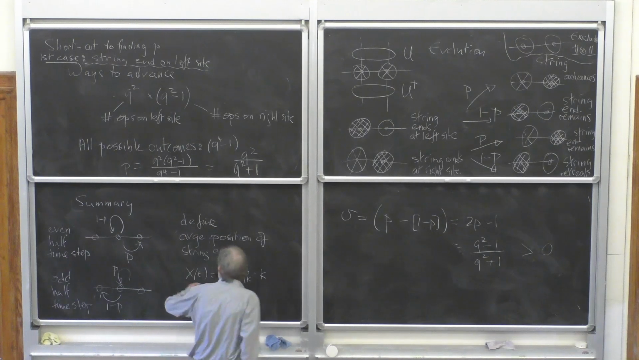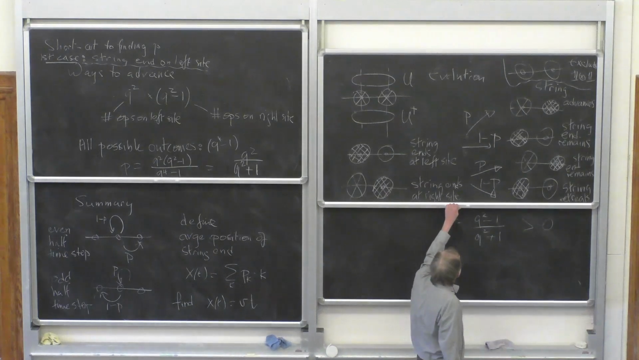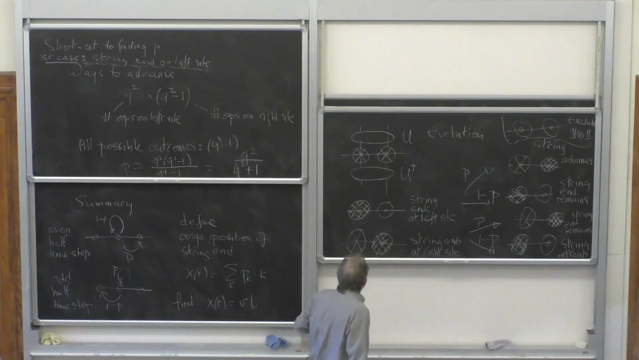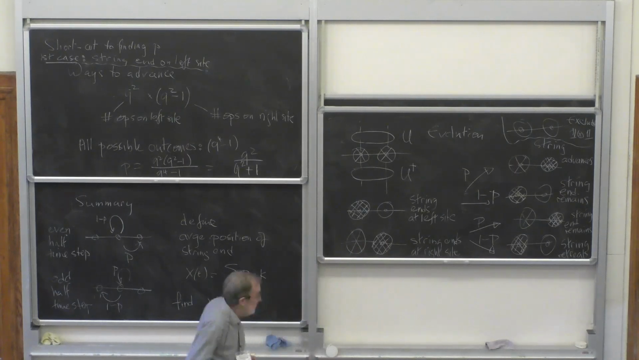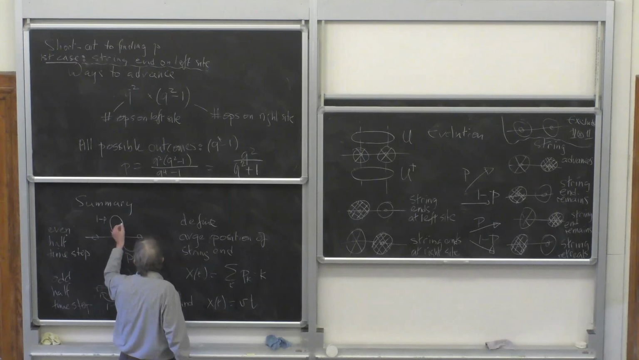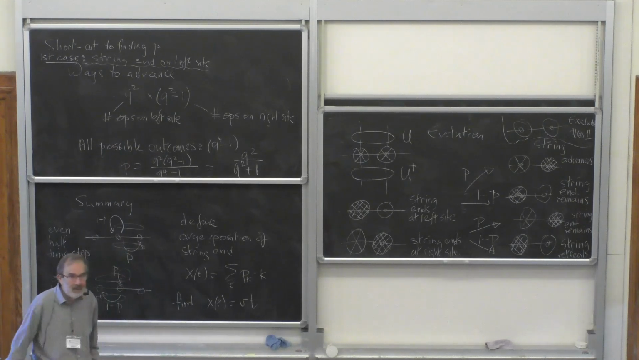Well, I'm simply trying to summarize here what's on this board. So what I'm calling an even half time step is this first possibility, and an odd half time step is this second possibility, because I'm taking the gates to act here in the one case and there in the other case.